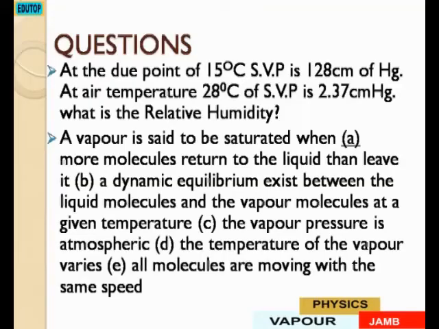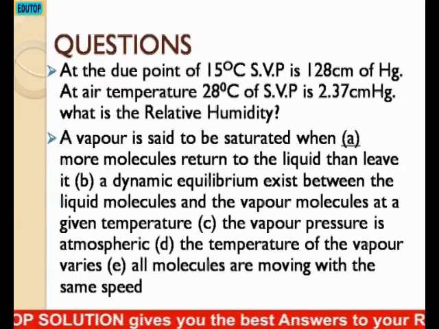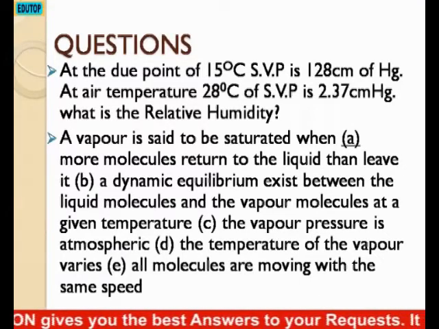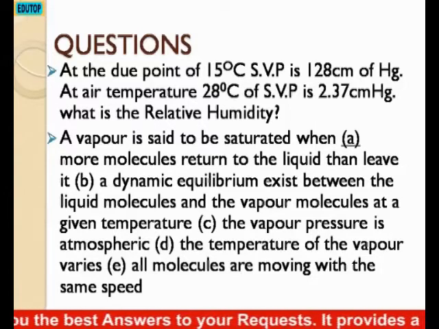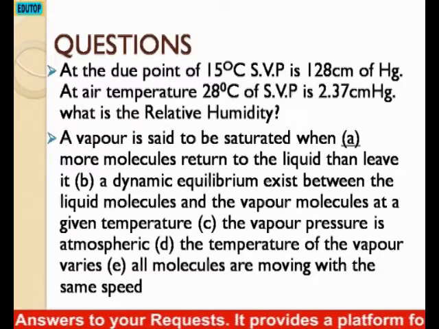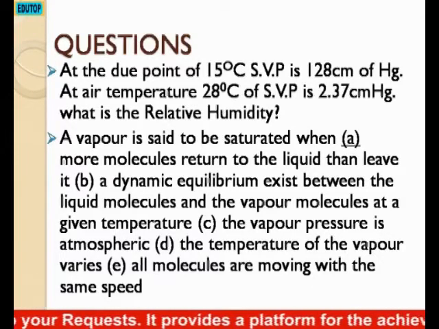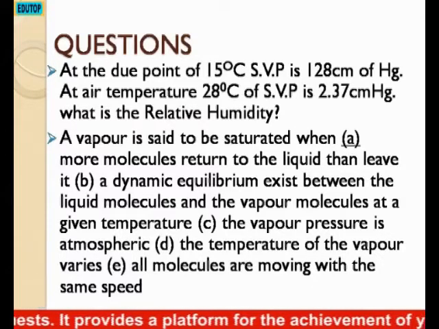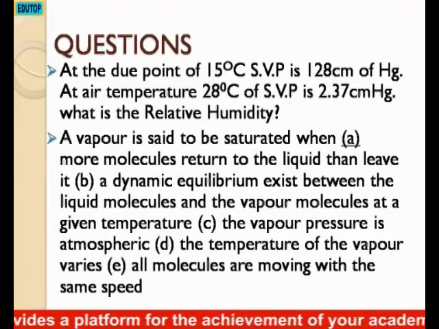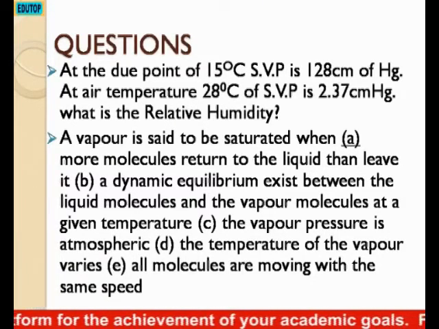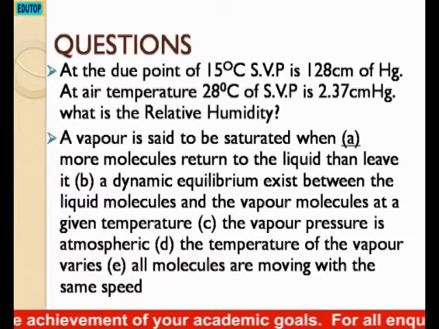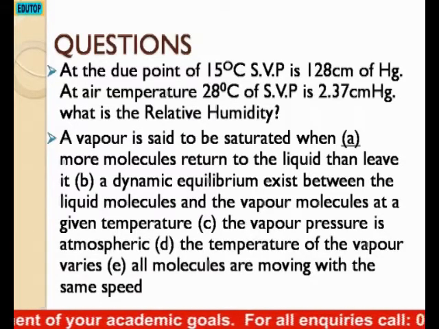Question number 2. A vapor is said to be saturated when: A. More molecules return to the liquid than leave it. B. A dynamic equilibrium exists between the liquid molecules and the vapor molecules at a given temperature. C. The vapor pressure is atmospheric. D. The temperature of the molecule varies. E. All molecules are moving with the same speed.